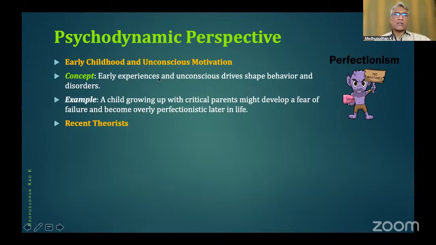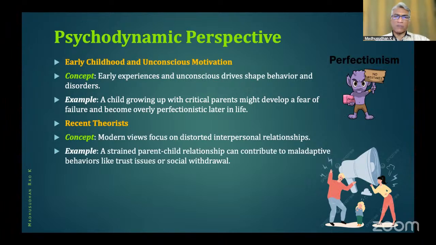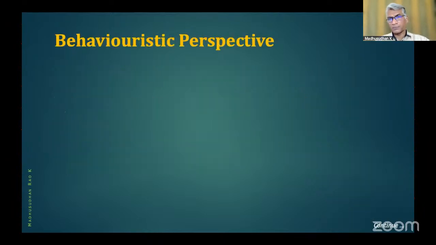Now, recent theorists say that the modern view focuses on distorted interpersonal relationships. What will happen when two parents are fighting and the child is in between them, or for some reason they always have some issues in the family? The child thinks that is the normal happening in a family, and they also adopt the same behavior, which will be very difficult for him or her to adjust to in society. So a strained parent-child relationship can contribute to maladaptive behavior like trust issues and social withdrawal.